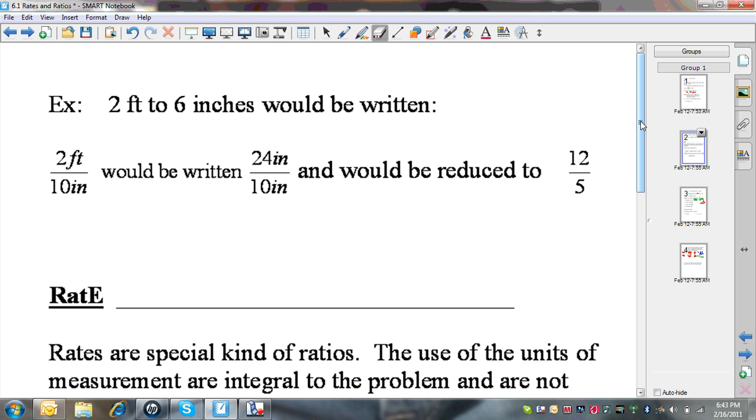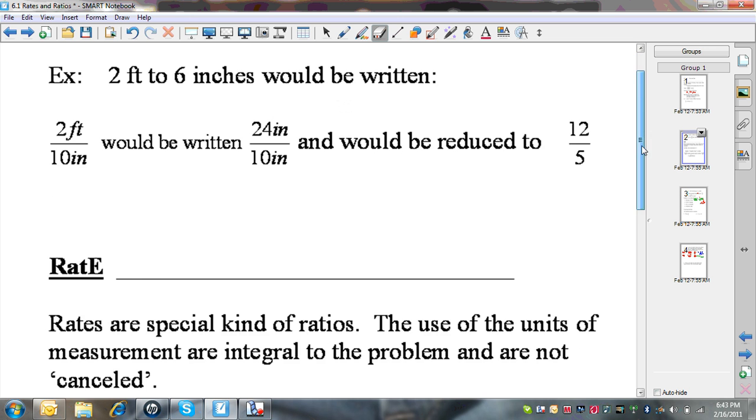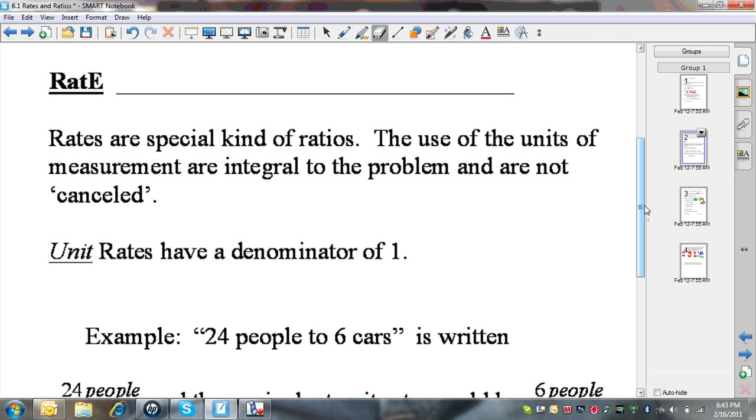And it says a rate is a ratio of 2 quantities measured in different units. So a rate is a special kind of ratio. It's a ratio where your units don't go away because they're not the same. We have rates, and then we have unit rates. This word unit, this unit rate guy right here, is really important. And we're going to be talking a lot about unit rates, and their denominator is 1.